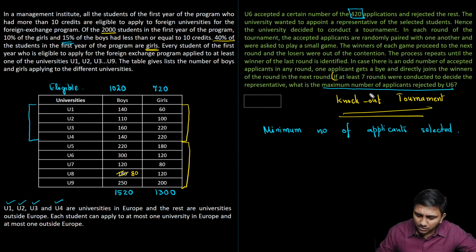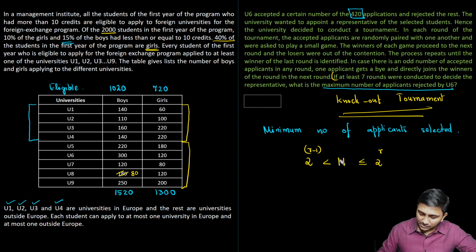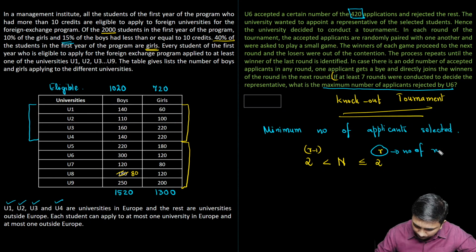Now, there is a relation between the number of people involved in a knockout tournament and the number of rounds that you should be conducting. So it goes like this. If there are n people in a knockout tournament, then the number of rounds that will be conducted can be written like this. That is, if you can place n between 2 consecutive powers of 2, the index of the higher power of 2 you have will tell you the number of rounds that are required to be conducted.